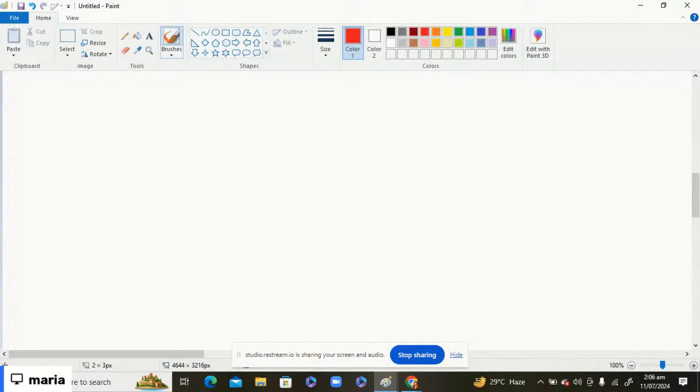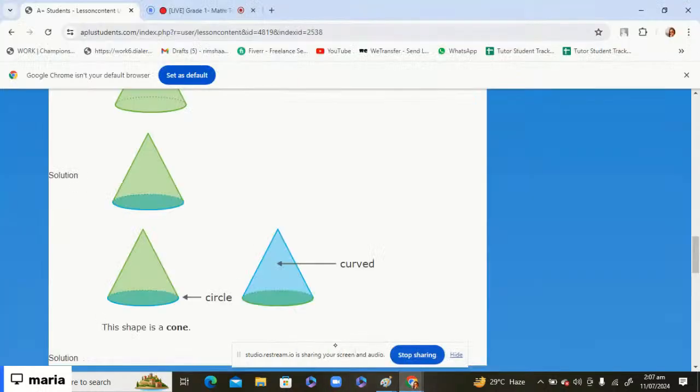Okay, so what is this shape? This is a cone. Why? Because there is one vertex here and one circle part. When we see the vertex, this point is called the vertex, and at the bottom there is one circle. Okay, so this is basically a cone.